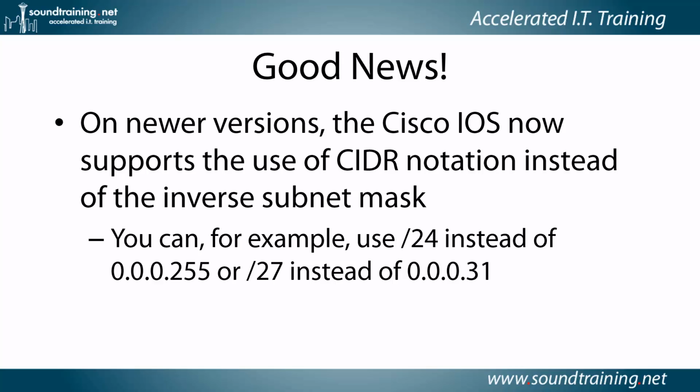You can, on a router that supports it, use a /24 instead of 0.0.0.255 or /27 instead of 0.0.0.31. So it makes it much simpler. And Cisco's been trying to improve the usability of the IOS, and this is a good example of that.